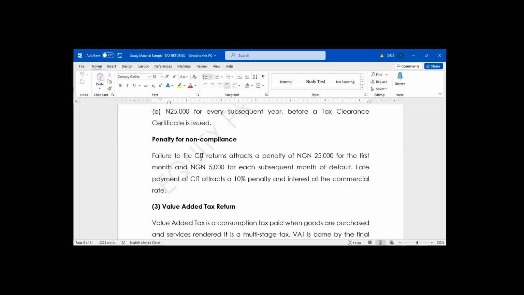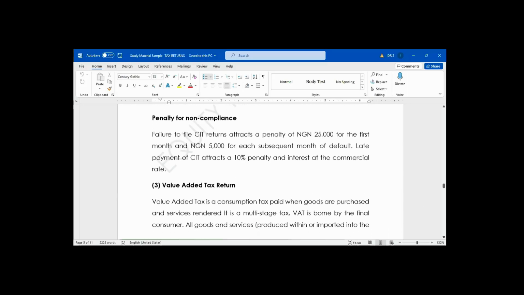That is the penalties for not filing company income tax return. We have looked at company income tax return. We have looked at content of company income tax return. We have looked at the timeline for filing company income tax return. So now we can go to value added tax return.